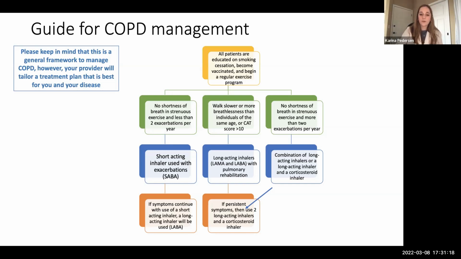So the same thing, if your symptoms are persistent, if you're having shortness of breath, or if you're not having shortness of breath and you're having greater than 2 exacerbations per year, your physician is going to put you on 2 long-acting inhalers and a corticosteroid. And like I mentioned, this is just a framework and not all treatment regimens are going to be this way, but it will look somewhat like this depending on how your symptoms are and your personal disease state.